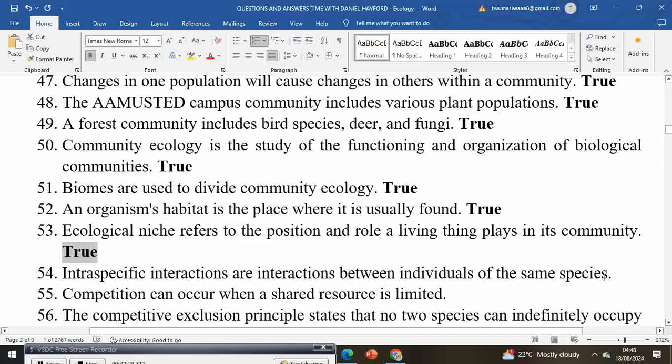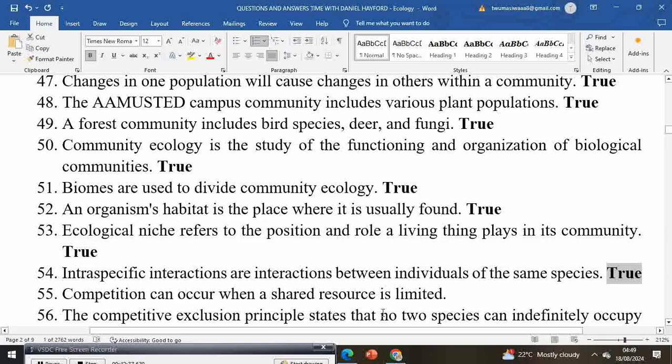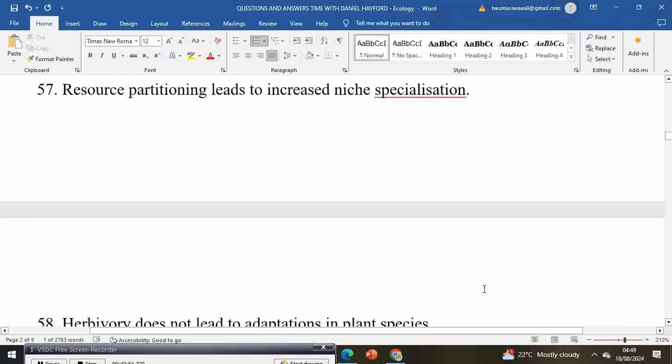Now question 54. Intraspecific interactions are interactions between individuals of the same species. Is it true or false? It is true. I have actually talked about this earlier on. 55. Competition can occur when a shared resource is limited. Is it true or false? It is true.